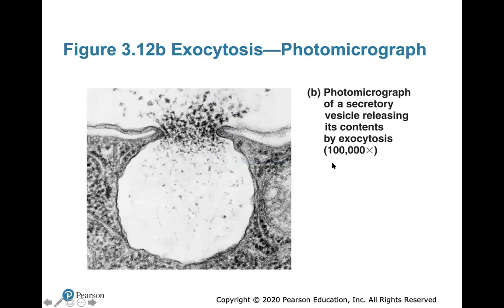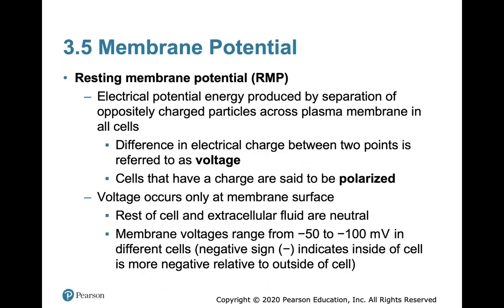This is a really cool photomicrograph, about 100,000 times magnified, of a secretory vesicle releasing its contents via exocytosis. It's always fun to see a real life micrograph of this, to see that this is actually something that happens in real life. So this brings us to resting membrane potential. This is the electrical potential energy produced by separation of oppositely charged particles across the plasma membrane in all cells.